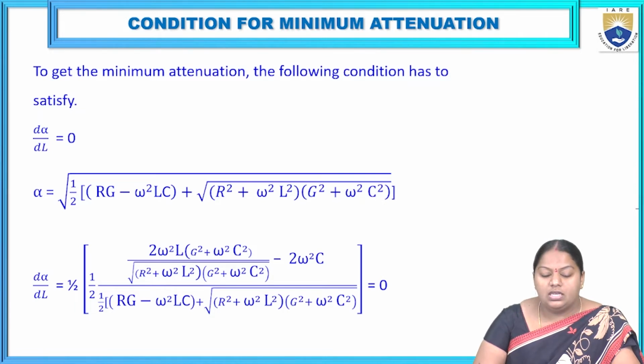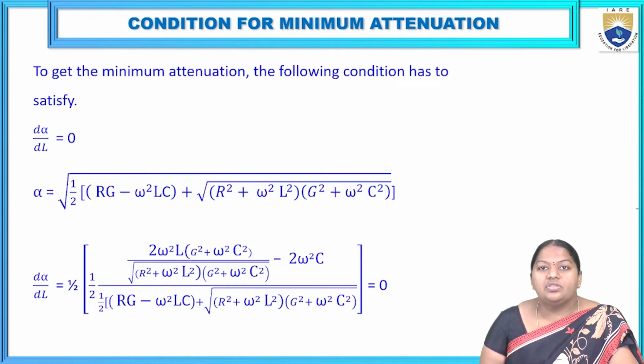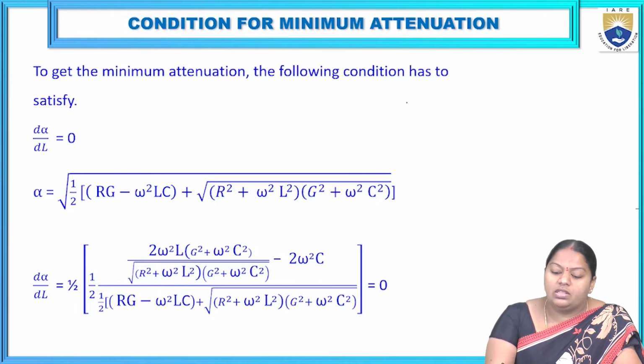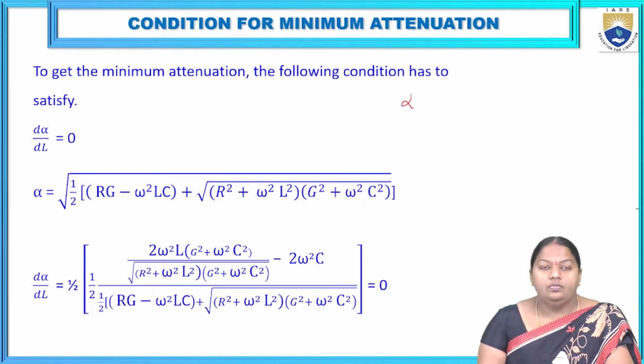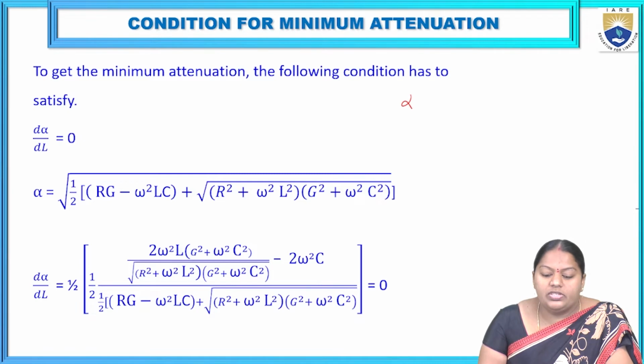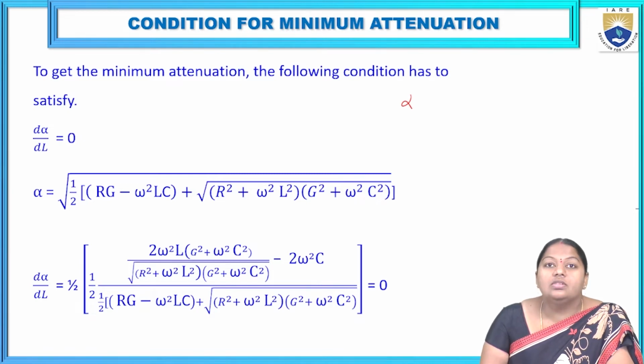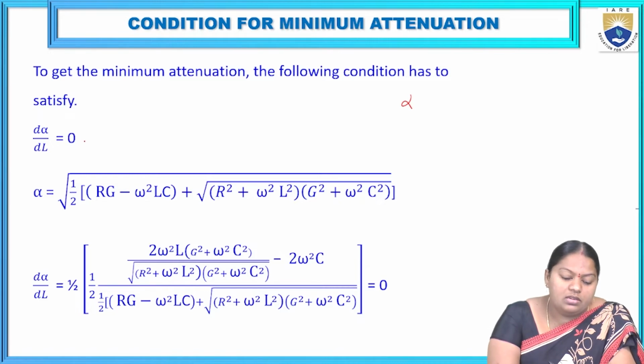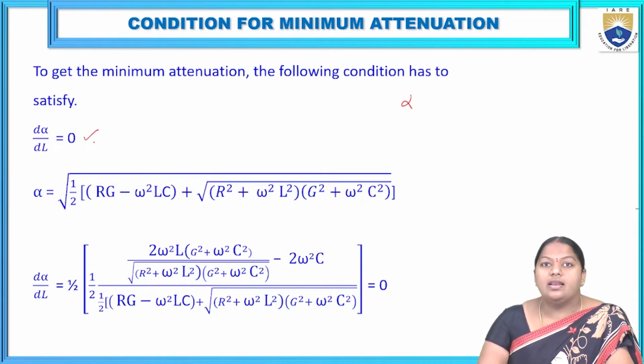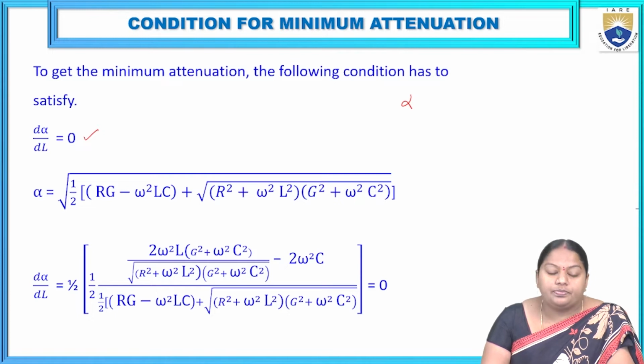Now, from the attenuation constant we will derive the expression, the condition for the minimum attenuation. As we know, the attenuation constant is represented by alpha, so to get the minimum attenuation, the following condition has to be satisfied, right? That condition is d alpha by dL is equal to 0.